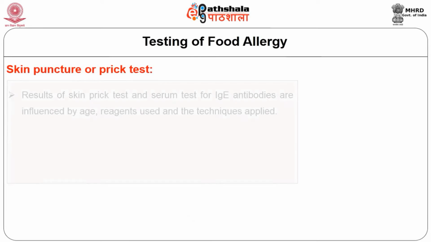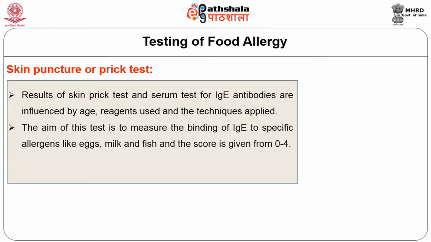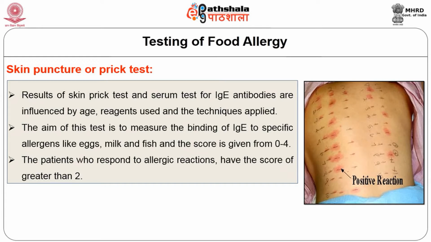Results of the skin prick test and serum test for immunoglobulin E antibodies are influenced by age, reagents used and the techniques applied. The aim of this test is to measure the binding of immunoglobulin E to specific allergens like egg, milk and fish, and finally a score is given from 0 to 4. Patients who respond with allergic reactions have a score of greater than 2.